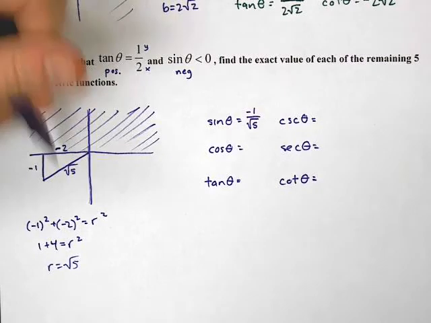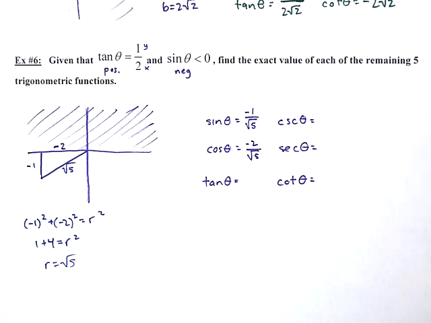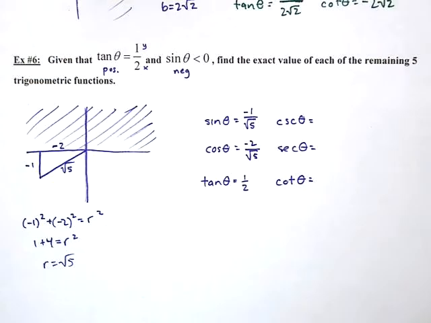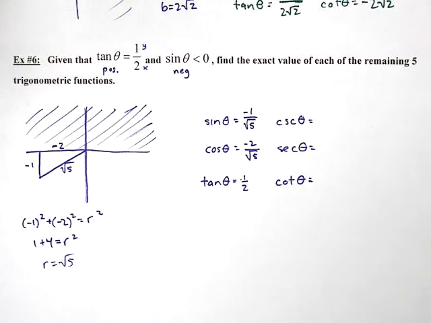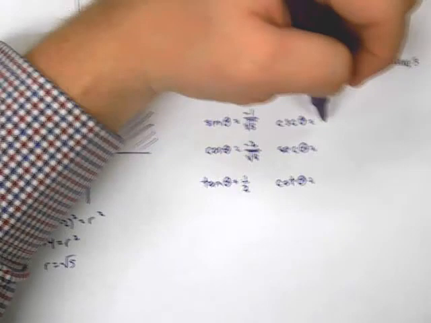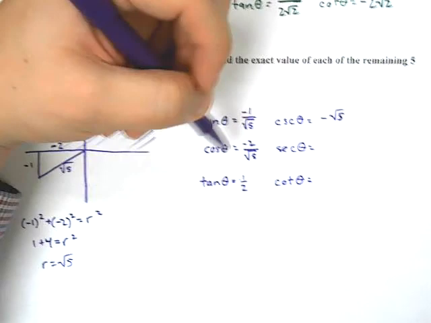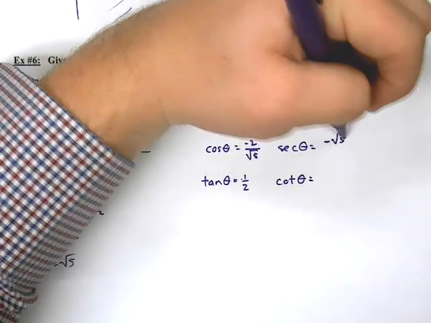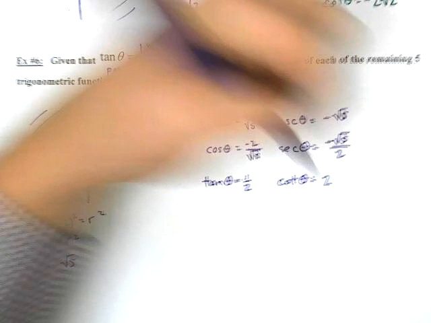Cosine. X over r. Negative 2 over square root 5. Easy, easy, easy. We got this. Tangent we already knew was 1/2. Negative 1 divided by negative 2 is 1/2. Beautiful. Cosecant. Reciprocal function time. Just take the reciprocal of sine. Negative square root 5. Secant, reciprocal of cosine. Negative root 5 over 2. And lastly, cotangent is 2.